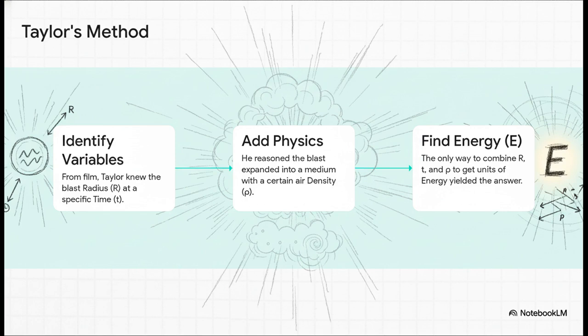And just like with our pendulum puzzle, he realized there was only one possible way they could be combined to form a dimensionally consistent equation. That was it. And that one single equation allowed him to calculate the energy, E. It was that simple and that profound.